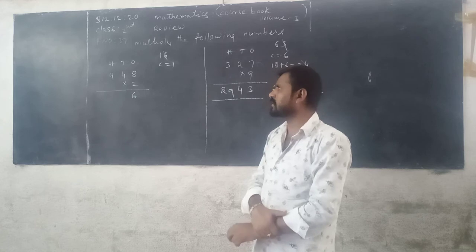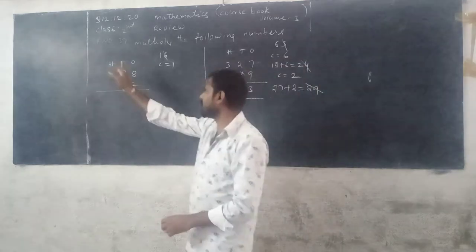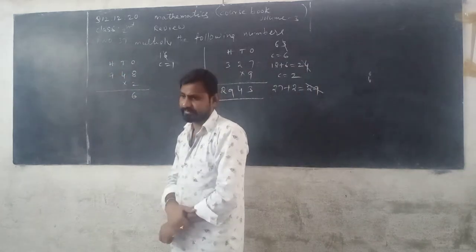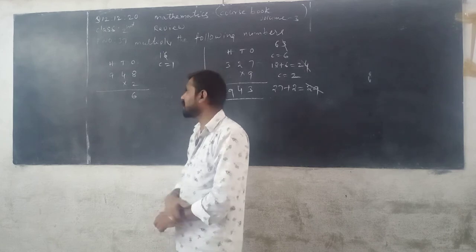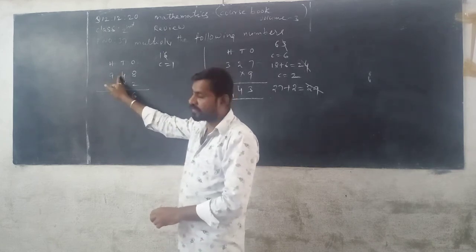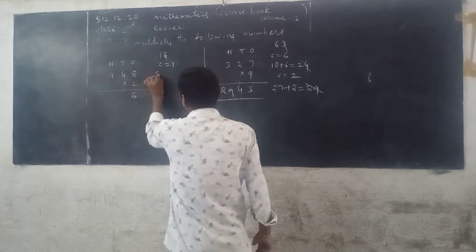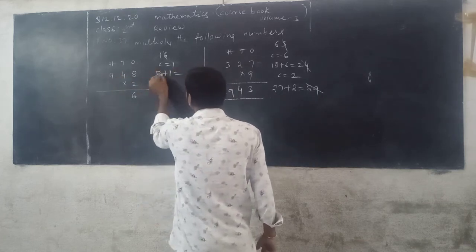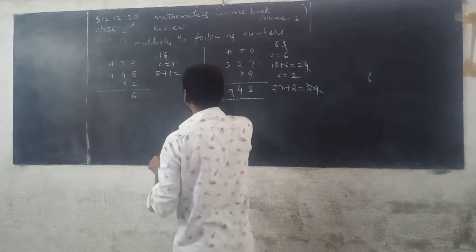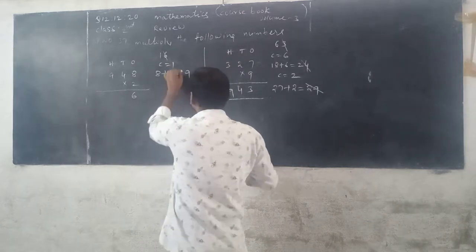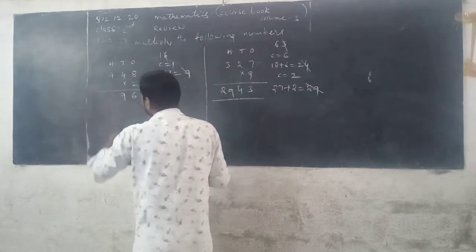Now next what we have to do? Next we multiply the digits in tens place. The digit is 4. 4 is multiplied with 2. 2 4s are 8. So add the previous carrying. 8 plus 1 you get 9. 9 is a 1-digit number. There is no carrying. You can write it directly in the tens column.